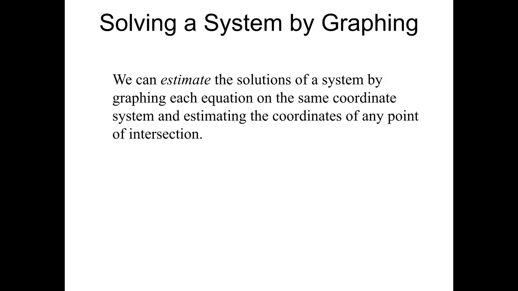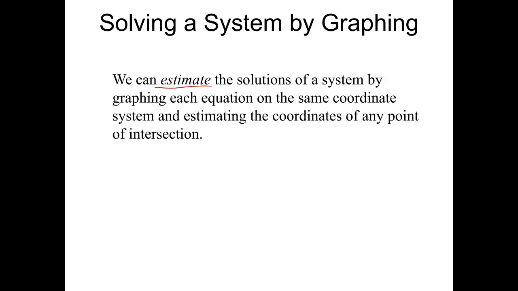The first one is graphing. Graphing is how we estimate the solution. Because when we draw the lines, no matter how good we are, they're not perfect. But we can get an idea of where those lines are going to intersect to give us an estimate of what the solution is. And then we can verify it algebraically.